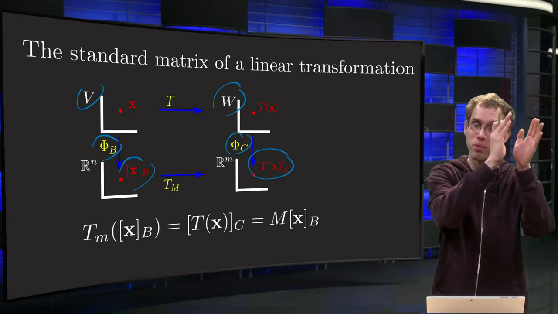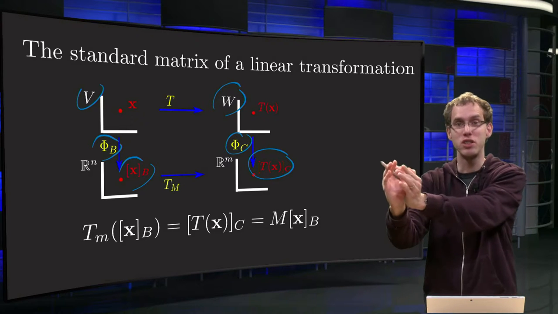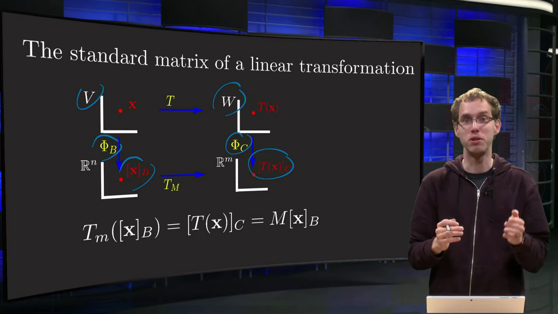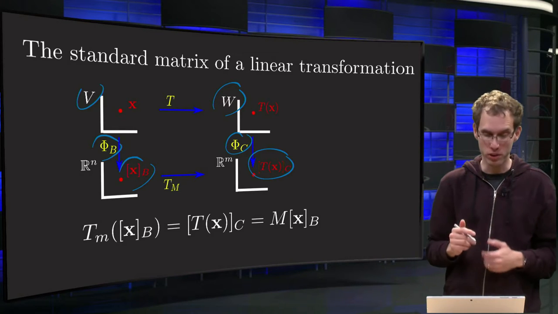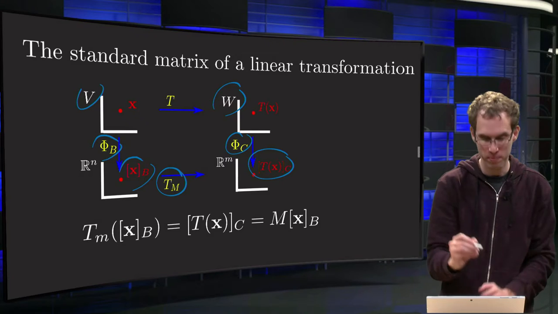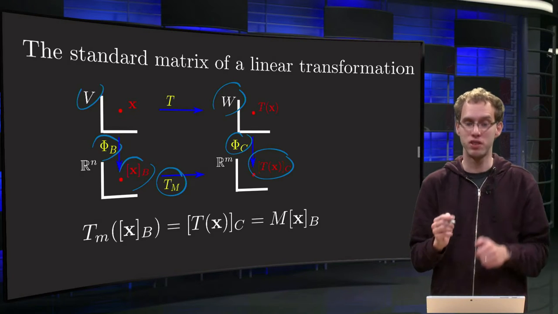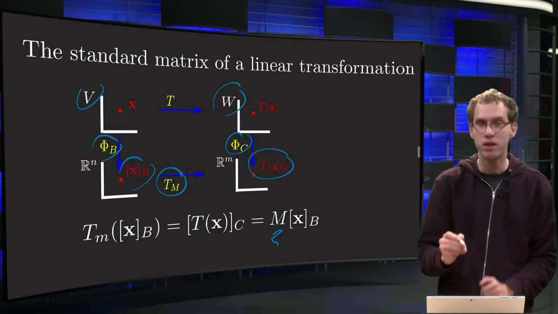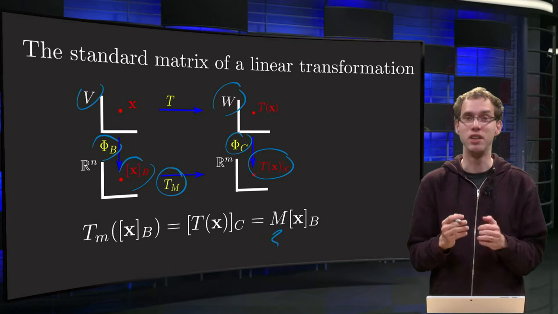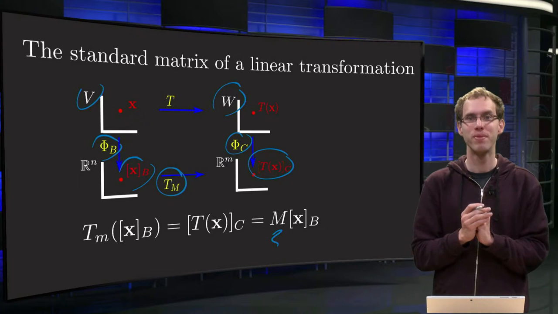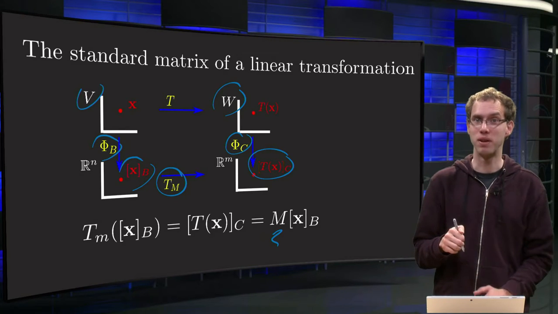So if you want to go from [x]_B to [T(x)]_C, you can use a matrix, because there you have one vector which is mapped to another vector. We will call this transformation T_M, and we call the matrix of this transformation M. The matrix of T with respect to the bases B and C, shortly M. But how am I going to find this matrix M?